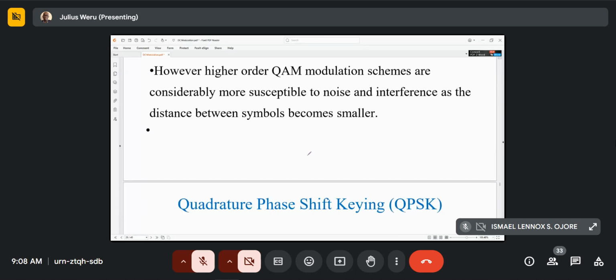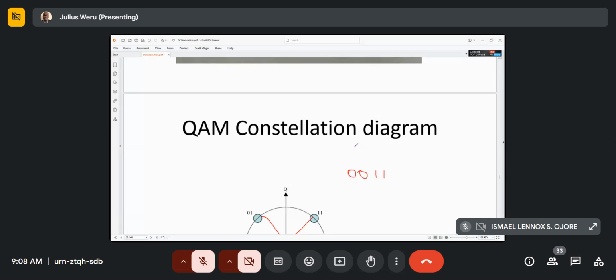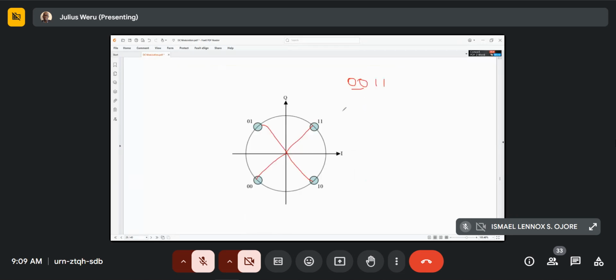I think we have used QAM. What I was trying to explain is if this happened, you'd have a phase change of 180 degrees. If your signal was this, then the next one was this, there will be this phase change.